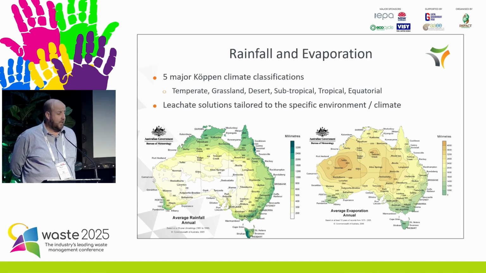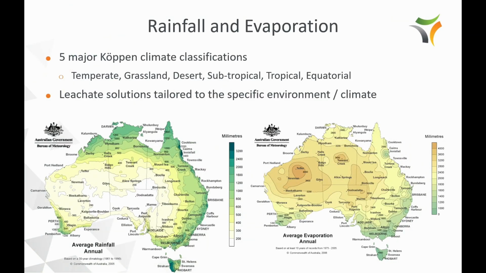As we said, Australia is a large landmass, broken into 5 classifications in relation to climate, and obviously your leachate solutions need to be tailored to your particular location, in relation to generation and also treatment.